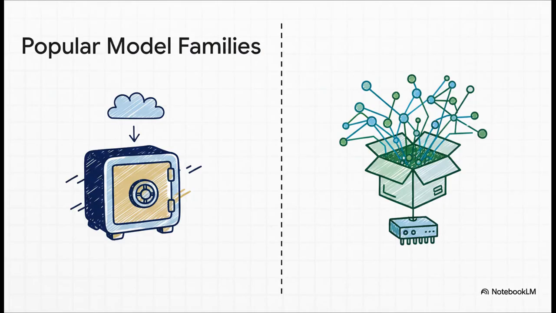And there are a ton of different models out there that can generate these embeddings for you. You've got really powerful proprietary models from companies like OpenAI and Cohere, but you've also got this amazing ecosystem of open source models like sentence transformers that you can run on your own machine for free.